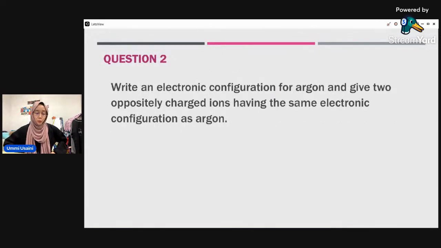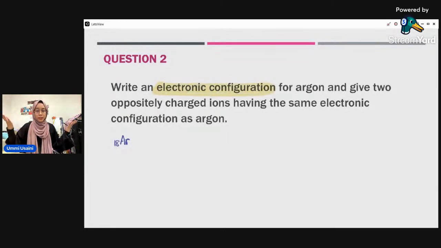Okay, so for question 2, write an electronic configuration for argon and give 2 oppositely charged ions having the same electronic configuration as argon. So let's say this is a question in your PSPM. What you have to do is, because you are not even given the proton number, right? So what you can do is always tengok balik the RAM table. Because dekat RAM table, you can find the proton number. Sebab ada argon kat situ. So argon, proton number dia 18.